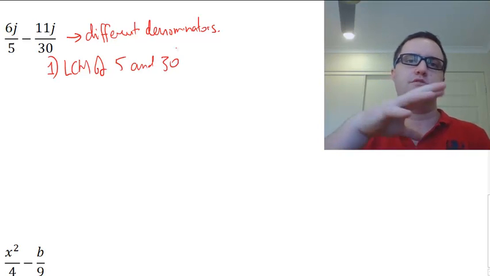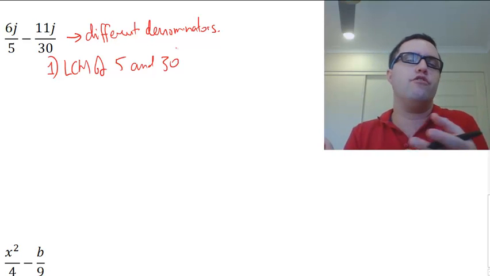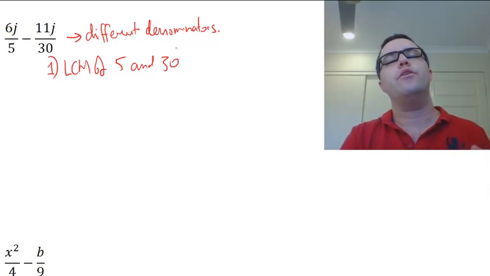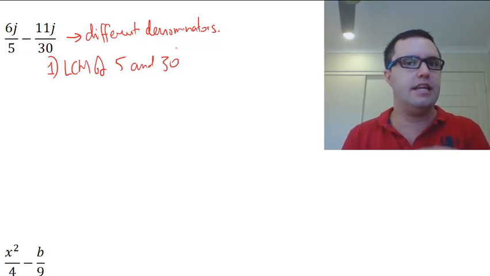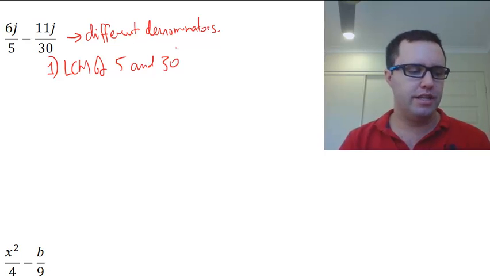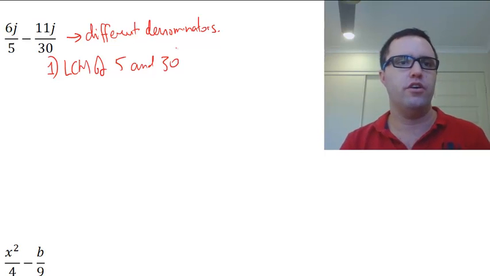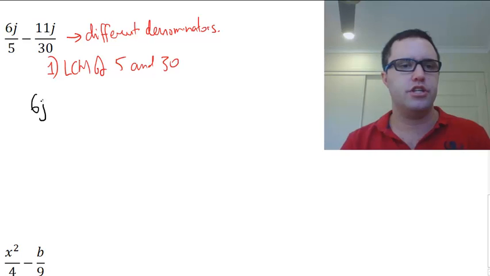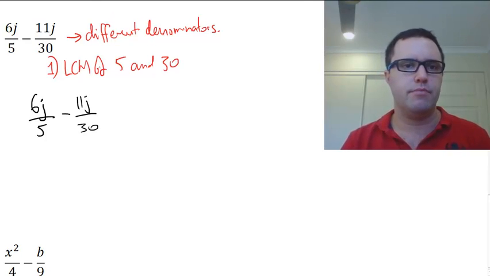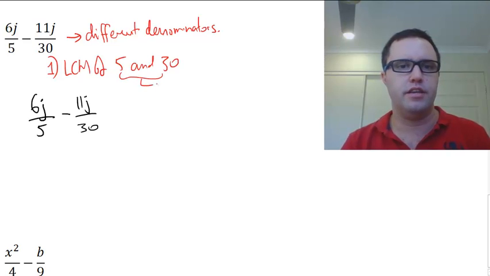Now, again, here is where it is very handy if you know your times tables well, because you will know that 5 itself is a factor of 30, and 30 is obviously then a multiple of 5. So we only need to change one of these fractions. So only the first one needs to be turned into an equivalent fraction. And I'll show you how that will work. We have 6j over 5 minus 11j over 30. The point I'm making here is that the LCM of 5 and 30 is 30.